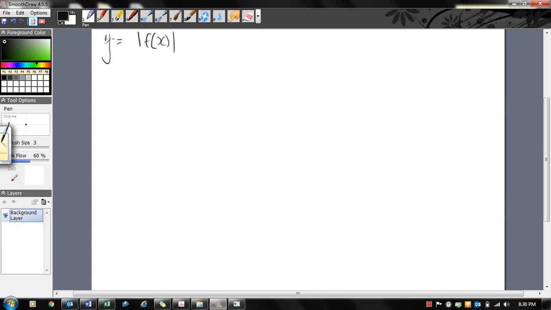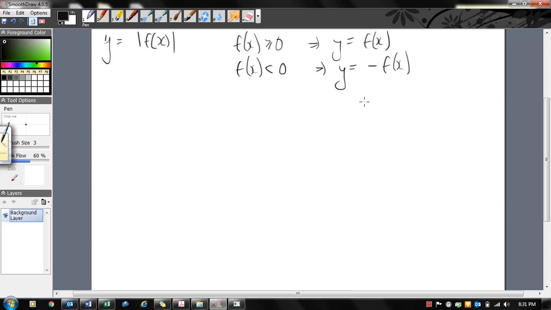So if you've got something like y with a modulus around the entire function, what does that do to it? Well, basically, if you think about this carefully, if f of x, if the function is greater or equal to 0, then you just get y equals f of x. You've just got the normal function. Nothing happens. But if the function of x is less than 0, then y is equal to negative f of x. You actually flip it. And so what that means is it gets flipped in the x-axis only if it's got negative values. So let's have a look at a quick example of that.